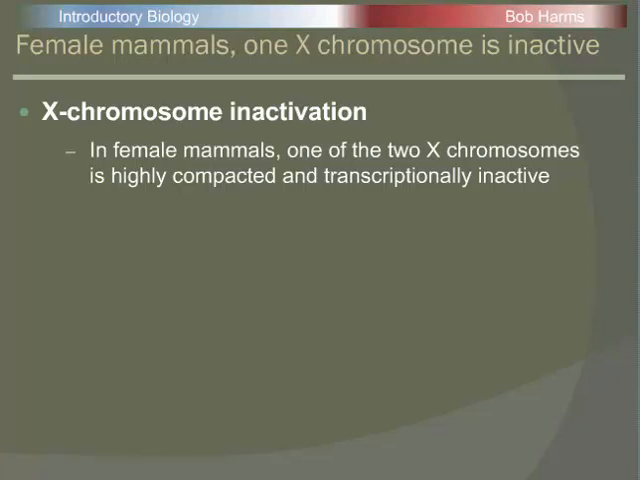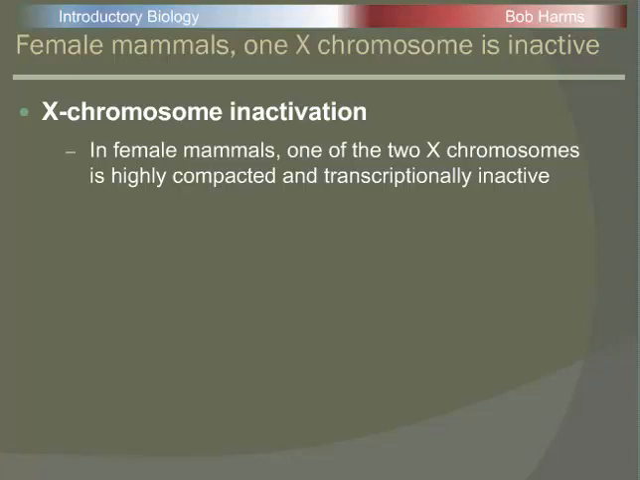While each woman has two X chromosomes, one of those two is going to be inactive, which means it's going to be packed up very tightly, just like we saw in that last slide, and basically all the genes on that X chromosome are going to be inactive or turned off because of that tight bundling.